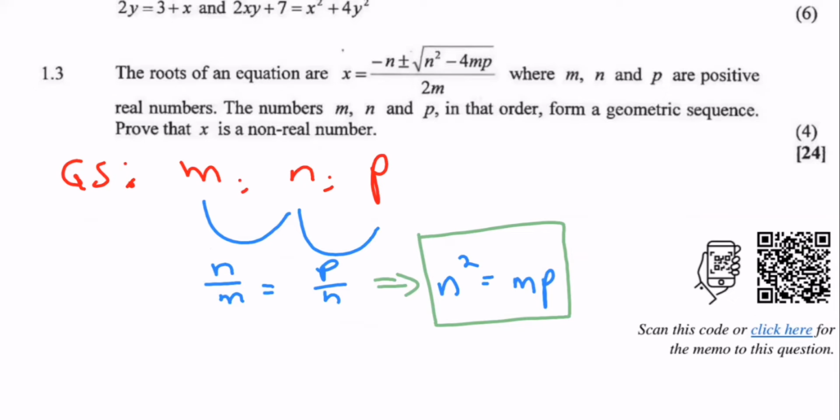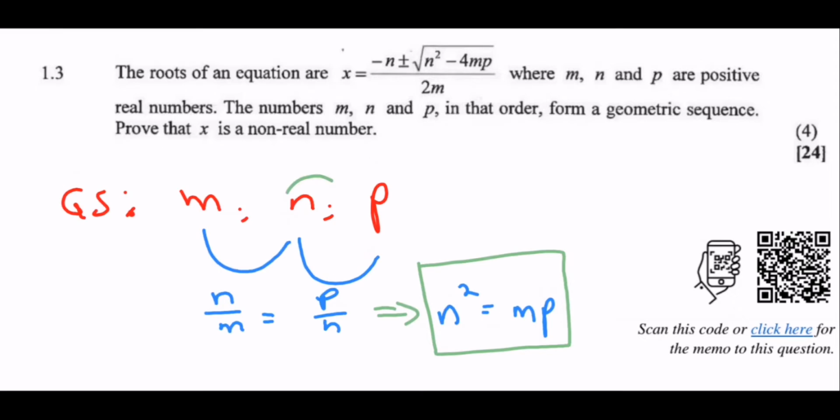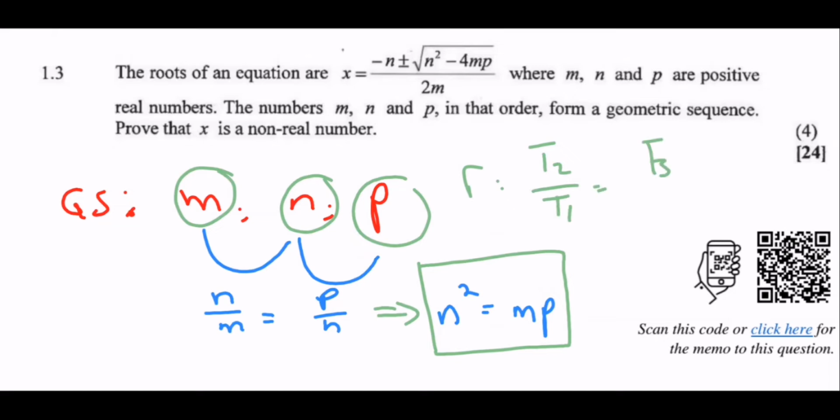Okay, so you all understand this, right? M, N, and P is a geometric sequence, which means the ratio between the second term and the first term should be equal to the ratio between the third term and the second term. It's like that formula you used to write, where you say T2 over T1 is equal to T3 over T2. This is the formula you normally use for geometric patterns. Okay, so that's what I said.